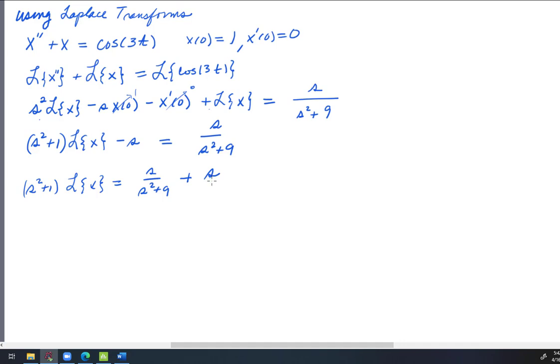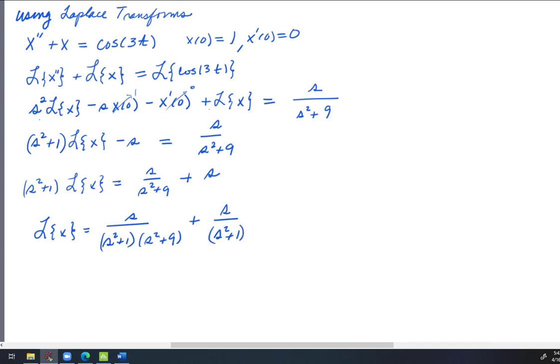plus s. And now divide by s squared plus 1, and I get Laplace of x is equal to s over s squared plus 1 times s squared plus 9 plus s over s squared plus 1.